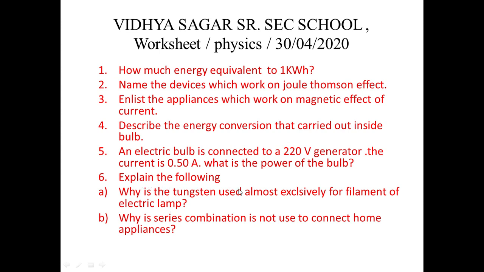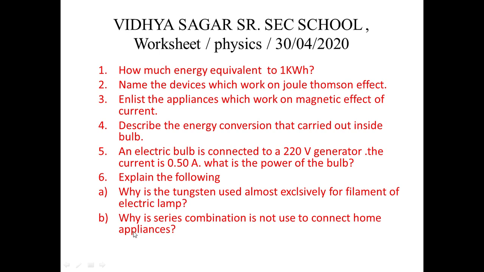Now question number 6. Why is tungsten used almost exclusively? There is a mistake, you can correct this spelling: exclusively. It is used for the filament of the electric lamp or bulb because tungsten is a metal having very high resistance, and because of that property, or Joule heating effect, the tungsten easily heats up and produces light. So it is mostly used in electric lamps.